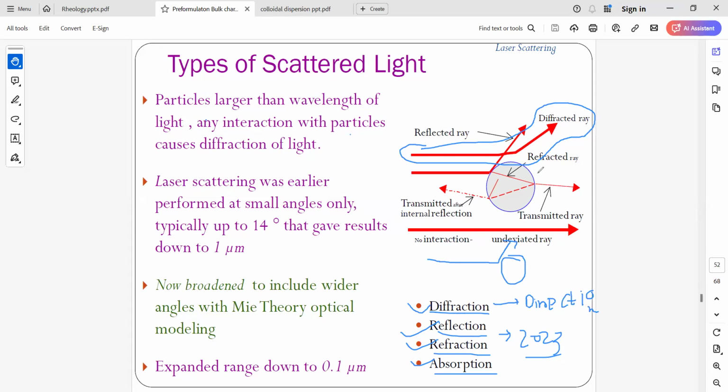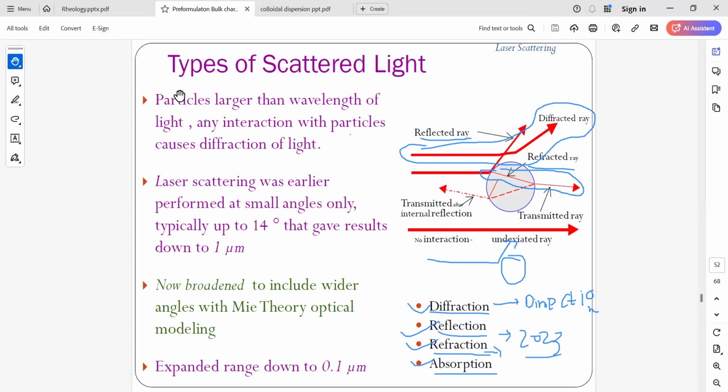Then we have reflection. Remember that reflection occurs at a 90 degree angle. Then there is refraction, where the light moves through the particle, and then its direction is changed. That is the difference between refraction and diffraction: refraction is through the particle, and diffraction is from the surface of the particle. And the reflected ray, if you see, will be at an angle of 90. So that is reflection.